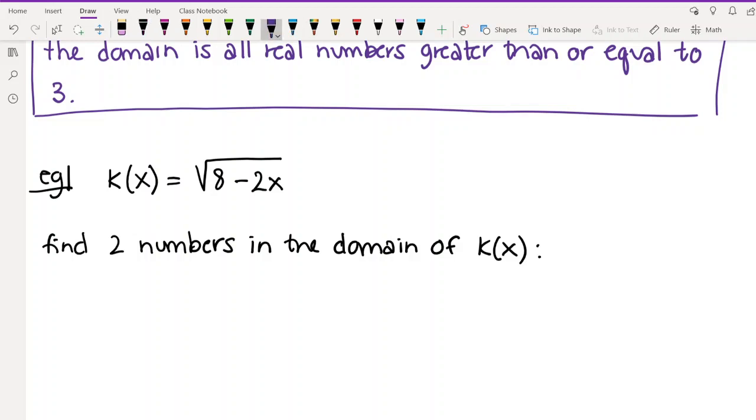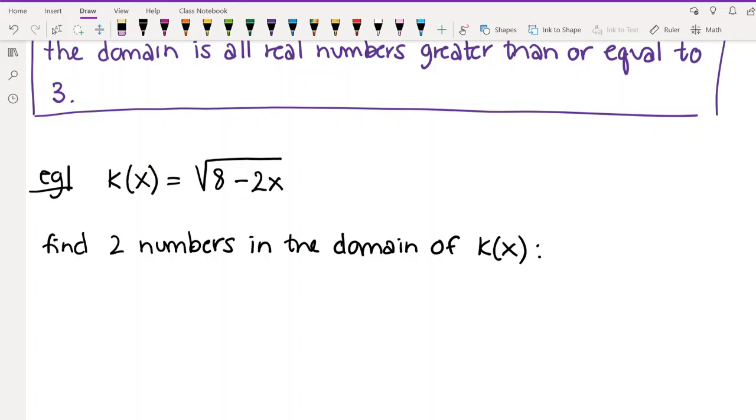So of course, you can just start by trying random numbers, right? You could try 0 or 1 or 2 or 3, whatever you want. But looking at what's going on here, we need to make sure that 2x is less than 8, because we're doing 8 minus 2x. If 2x ends up being bigger than 8, we're going to end up with 8 minus a bigger number, which will give us a negative under the square root.